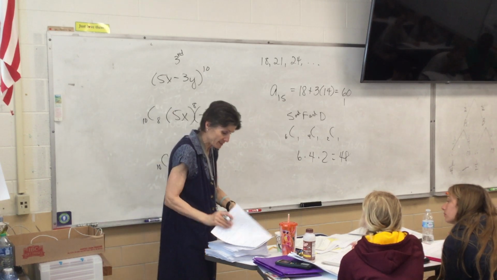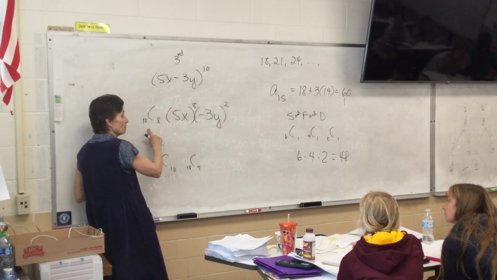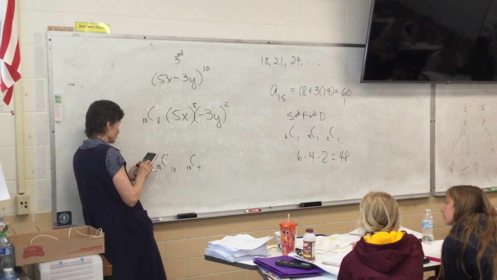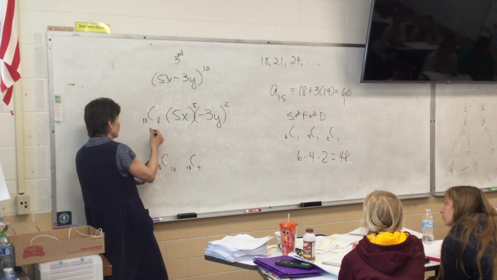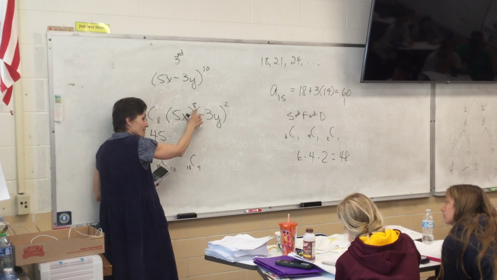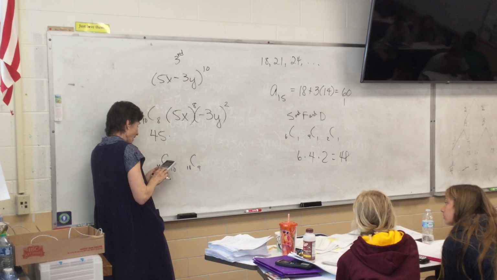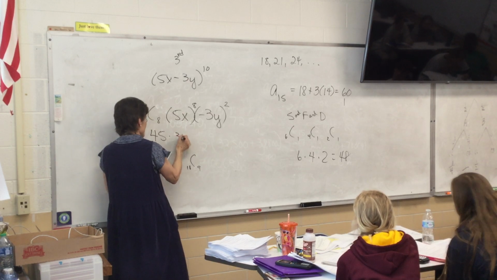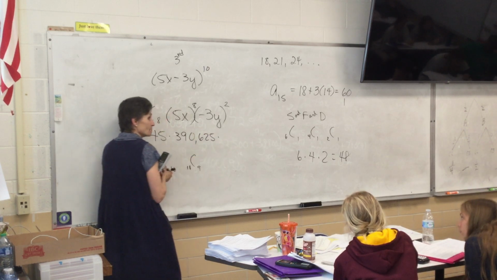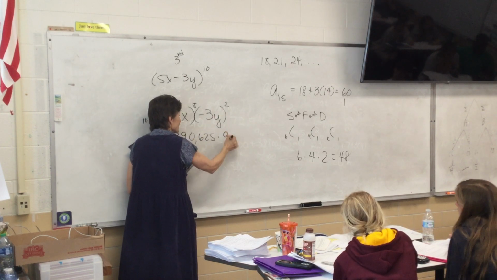When you simplify this, this is probably where the most errors come in. You have to do 10C8, which you can do on your calculator, 45. But then you have to multiply that, not by 5, but by 5 to the 8, which is 390,625. And then times negative 3 to the second, which is 9.